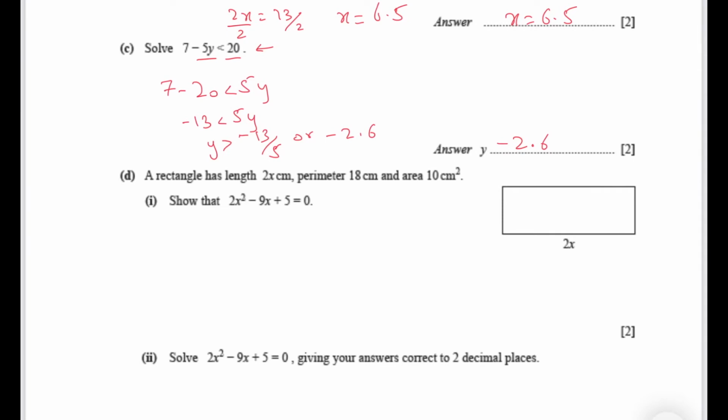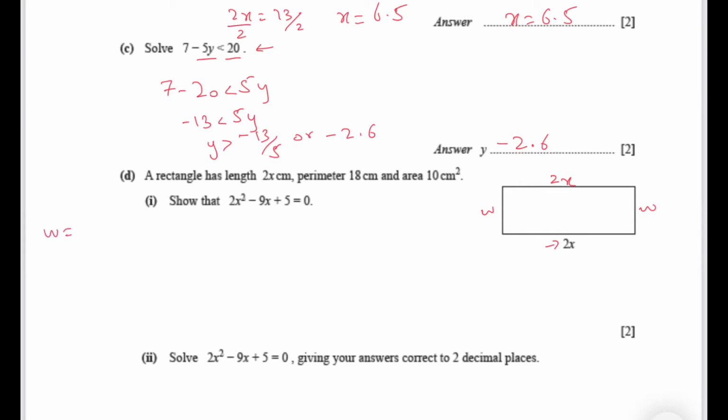The next part of the question says a rectangle has length 2x centimeters, perimeter 18 centimeters, and area 10 centimeters square. Now let's say that if this side is 2x, this is also going to be 2x, and since the width is unknown, we write w over here and a w over here. Now first we need to find the width in order to prove this equation.